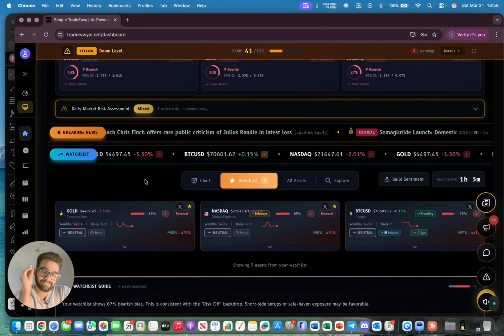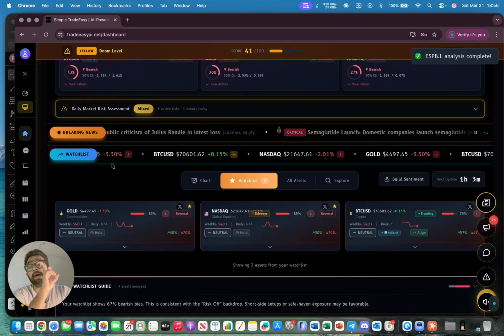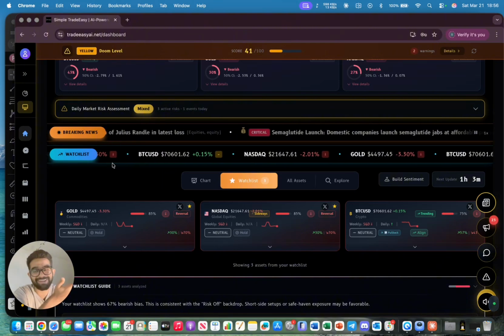But for as long as the tensions with Iran remain, and as long as the Strait of Hormuz is a problem, gold is going to be going down like mad.